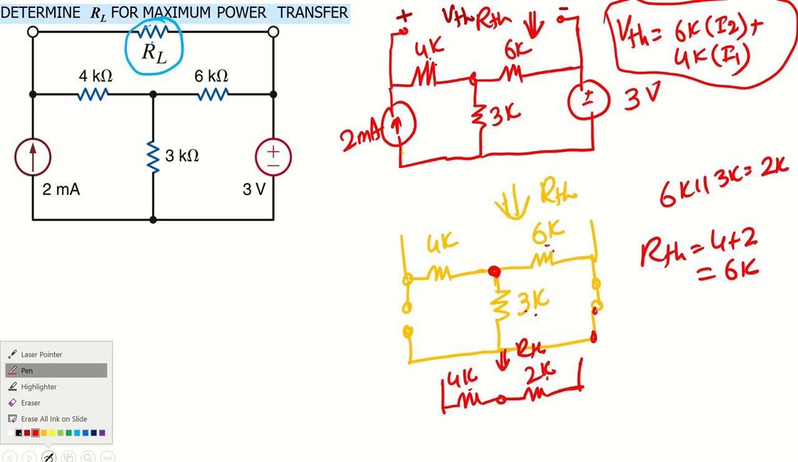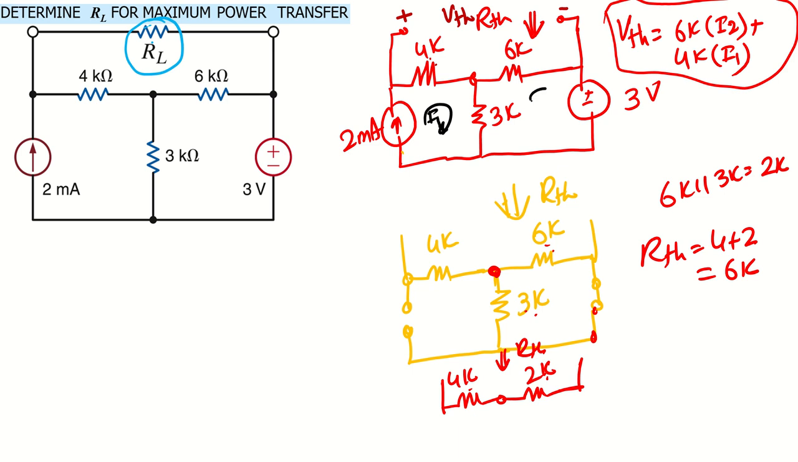If we can find these voltage drops, we can find V Thevenin. To get that, we can simply apply mesh analysis. Let's say this is I1, this is I2. Again, you can use different techniques. I'm using mesh here because it is simpler, as I have an independent current source. So I1 I can find directly: I1 will be 2 milliampere.